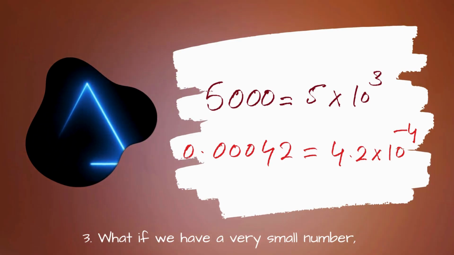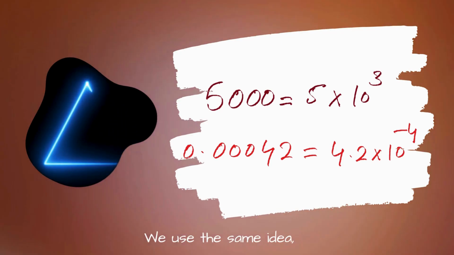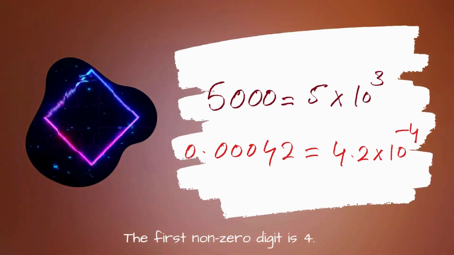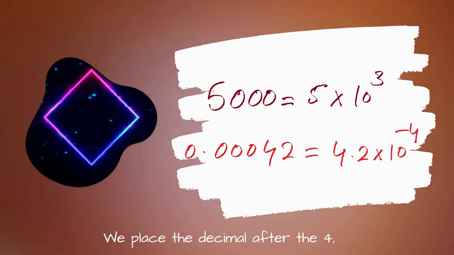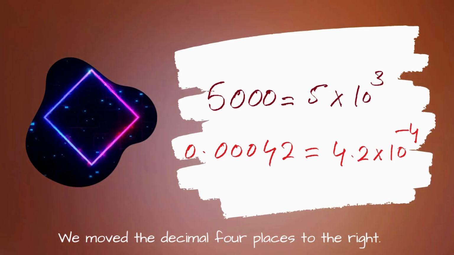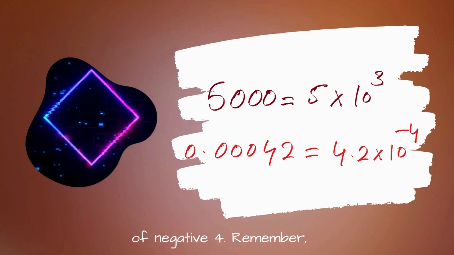What if we have a very small number, like 0.00042? We use the same idea, but now the power of 10 is negative. Let us do the steps. The first non-zero digit is 4. We place the decimal after the 4, so we have 4.2. We moved the decimal 4 places to the right. So, we write it as 4.2 times 10 to the power of negative 4.